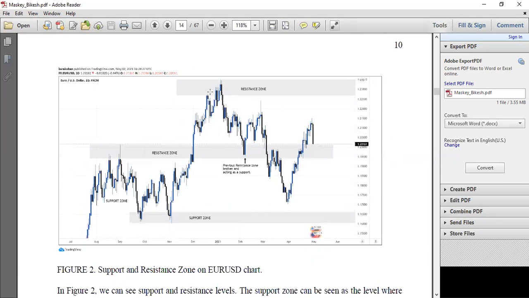We try to know where there is resistance. If we're trading Euro USD, we try to note where there are resistances. We also try to note where there are supports, especially where we have a big move to the upside. We will try to name that place and make sure we have labeled it as a support.